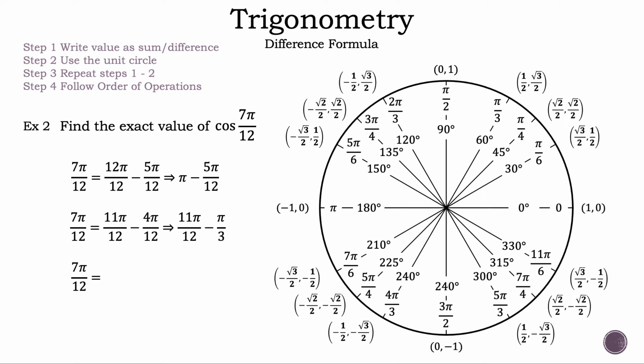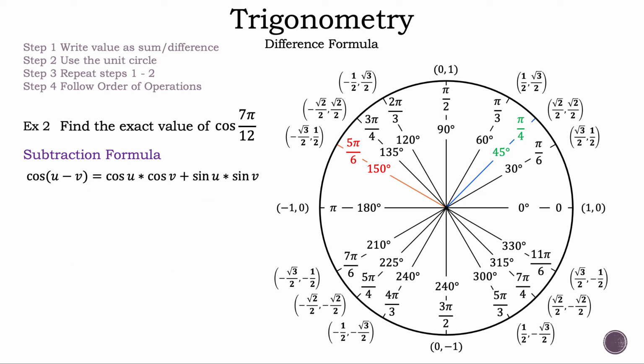Let's continue with 10. So we have 10 pi over 12 minus 3 pi over 12 because 10 pi minus 3 pi is 7 pi. Let's simplify. So now we have 5 pi over 6 minus pi over 4. Luckily for us, both 5 pi over 6 and pi over 4 are on the unit circle, so we don't have to break down 7 pi over 12 anymore.